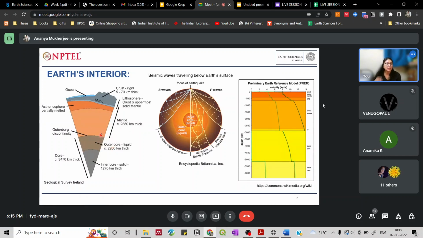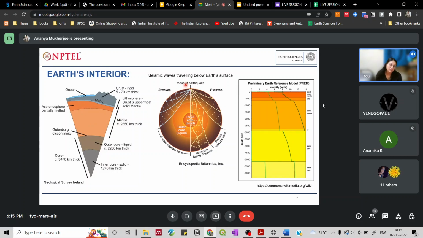Now the core has the most density because it is mostly made up of iron and nickel. So the outer core is liquid and the inner core is solid. Now obviously, since we cannot really penetrate so deep into the earth, how do we know this information? How do we know these states of the different layers that we are discussing over here? For that reason, we use something called seismic waves.